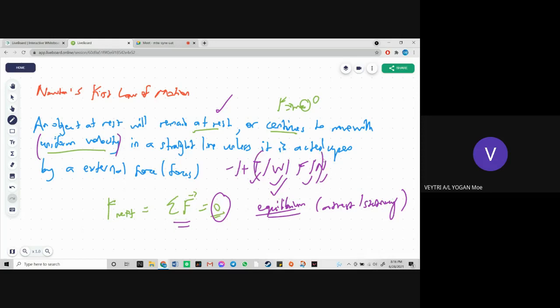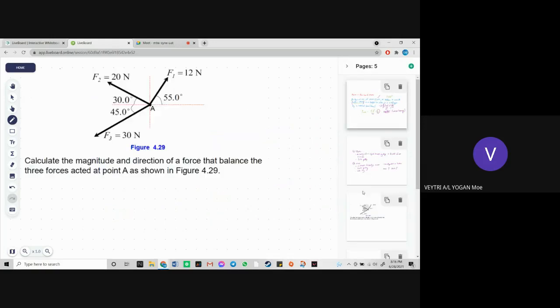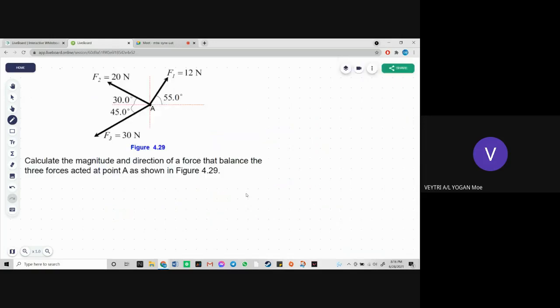Okay, now let's have a look at some examples for you guys to get to know well the calculations based on Newton's first law.